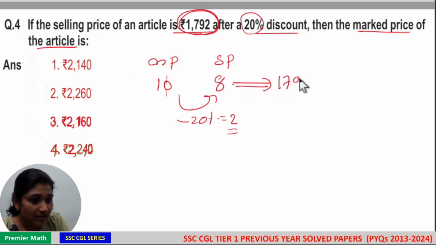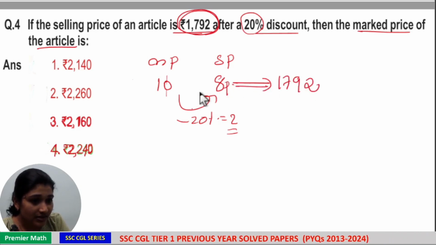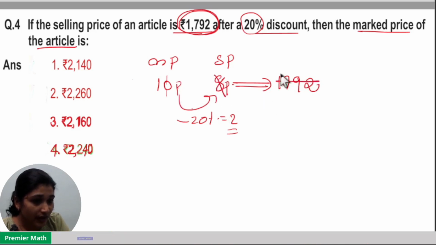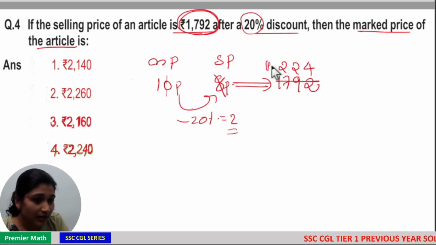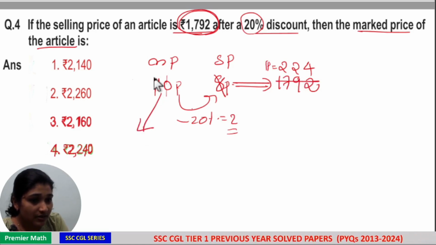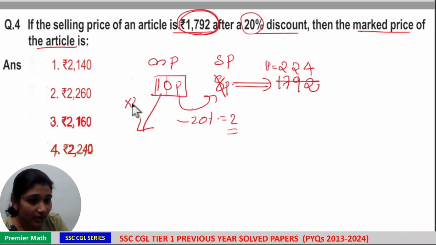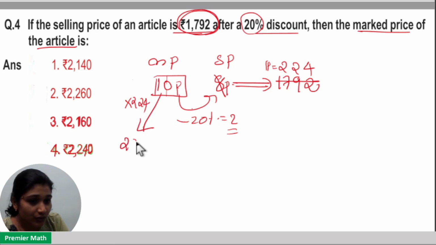So equate this 1792 with this 8 part. If 8 part is 1792, then 1 part is equal to 1792 divided by 8: 8 goes 2 times in 16, again 2 times in 16, and 4 times in 32. So 1 part here is equal to 224. 1 part is 224 means the marked price is 10 parts, which is equal to 10 into 224, 2240 rupees. Option 4 is your answer.